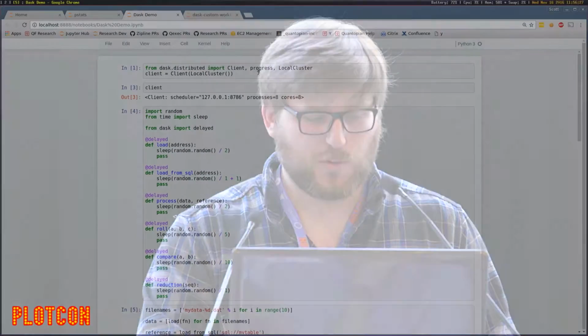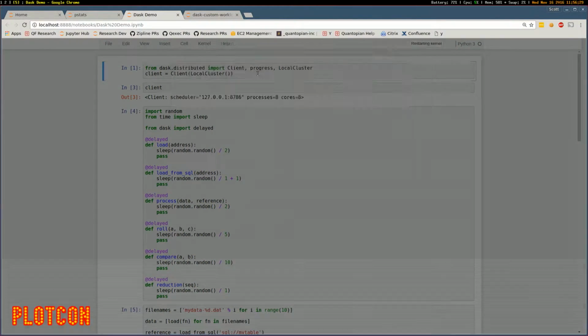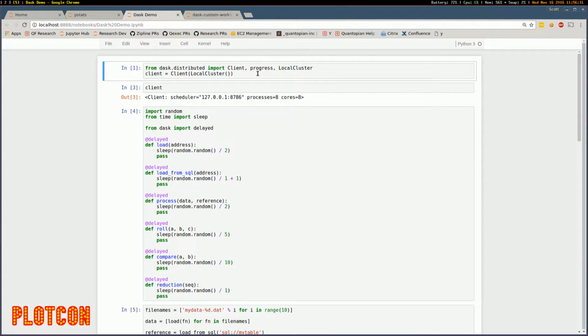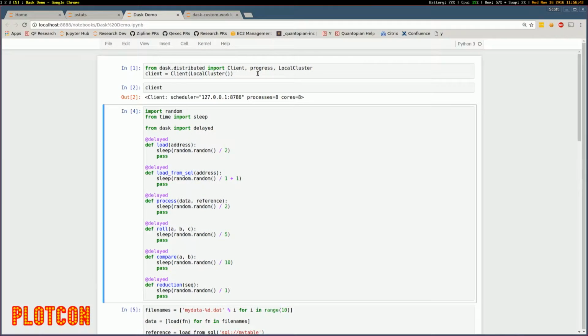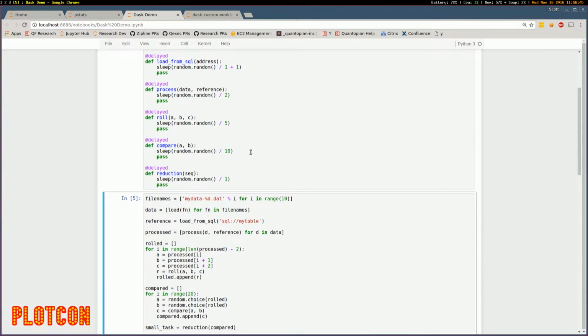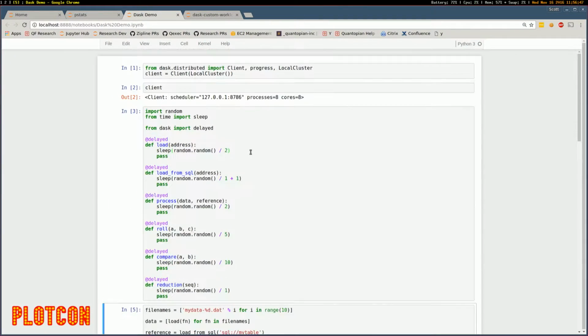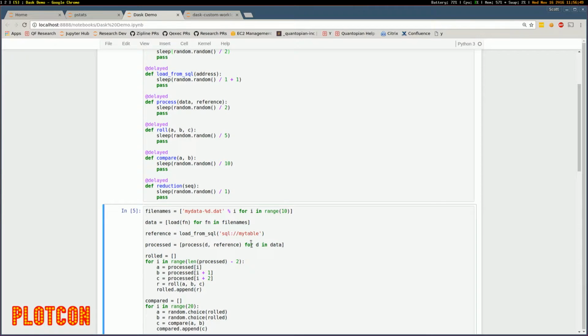So Dask is a tool for doing distributed computation or parallel computation, and it works by building up task graphs and then executing them in interesting ways in parallel. So it can run in threads, it can run in processes, and it can run on remote clusters. The way this works is we're going to build up a little execution graph of stuff that we'd like to run in parallel, and then we're going to execute that with a client.